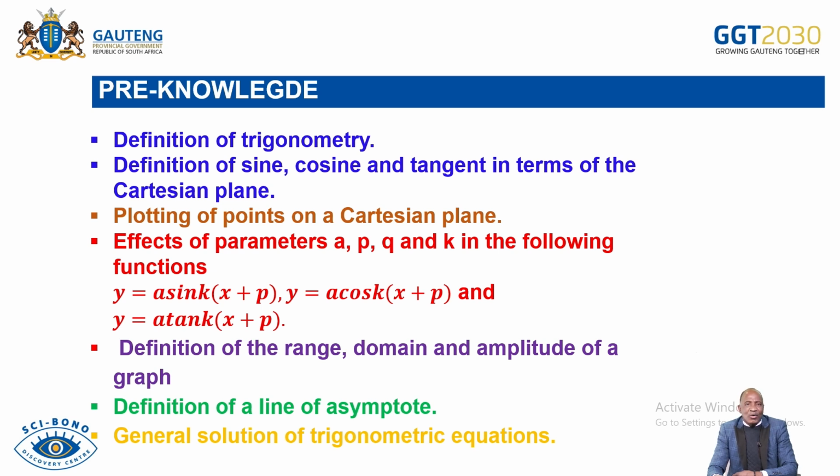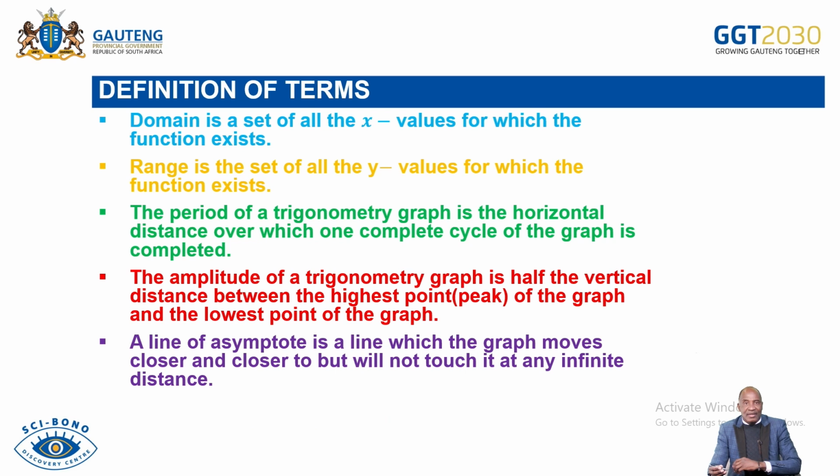Then the definition of range. By now, you should be in a position to identify and define what is range, what is domain, and what is amplitude of a graph. You should also be able to define or identify a line of symmetry. Then we also did some general solutions of trig equations at some point in time, and I'm expecting you to be quite conversant with those, because we are going to meet them today as you draw two graphs on the same Cartesian plane.